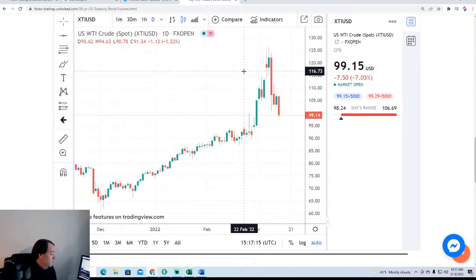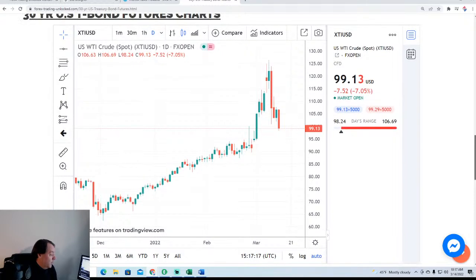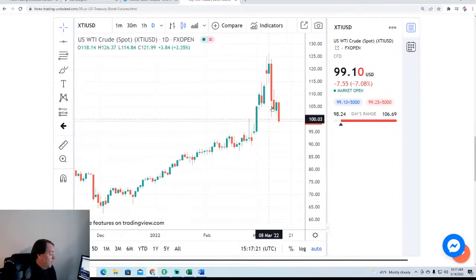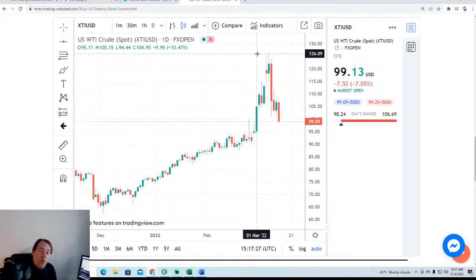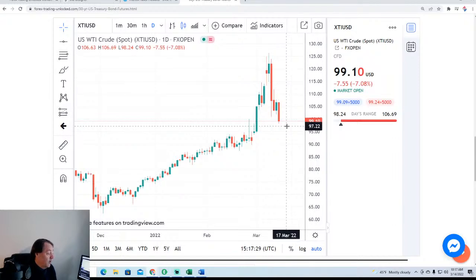All right, so look at the oil market. Now, this is not the futures. This is the spot market. So look at this. We're below $100 a barrel. Isn't that amazing? But we're coming off 126. This is a big correction. Remember what I said before? Markets tend to come out like they go in.